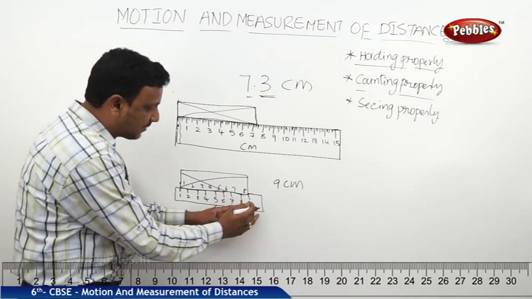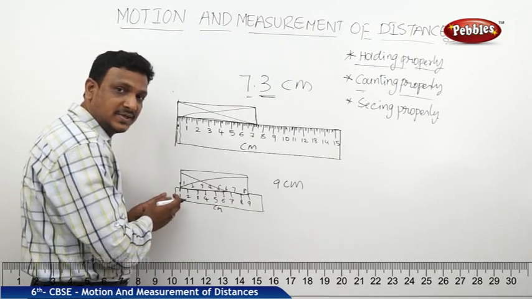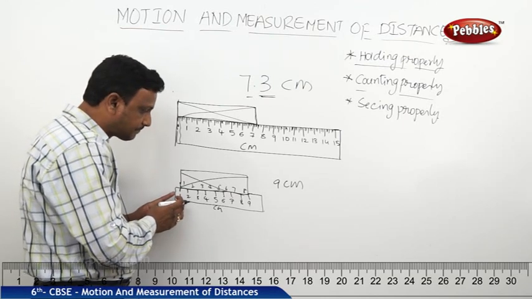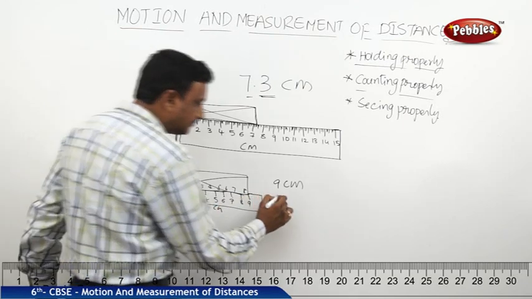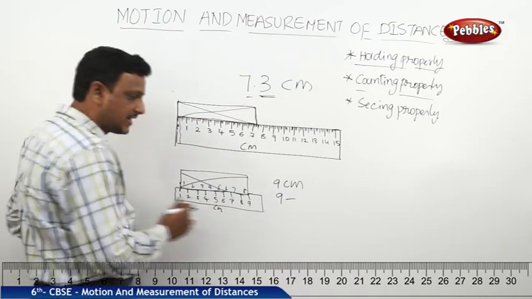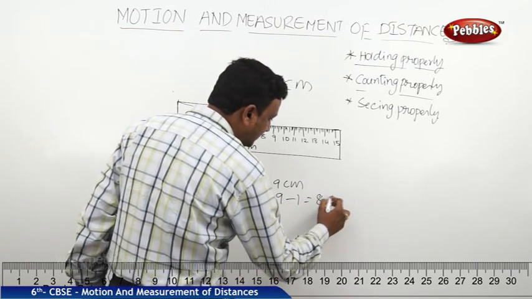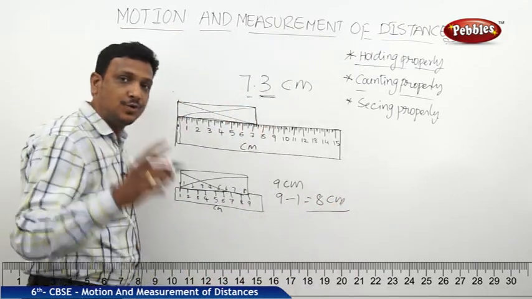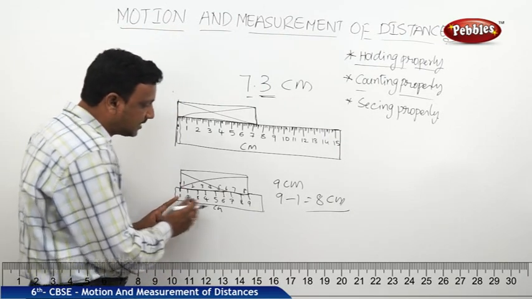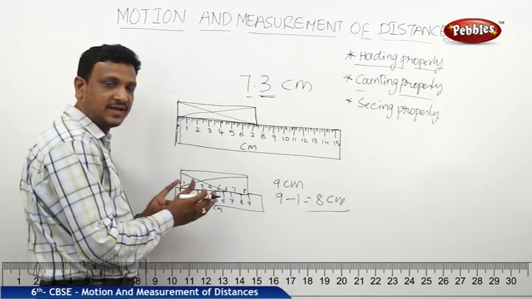You cannot take this number because you left 1 centimeter here. You didn't start at 0. If you start at 1, the final reading 9 minus 1, because 1 you have left here. So deduct that 1, you will get 8 centimeter. So if you are using your scale at 1 centimeter, then you have to deduct 1 from the final value.